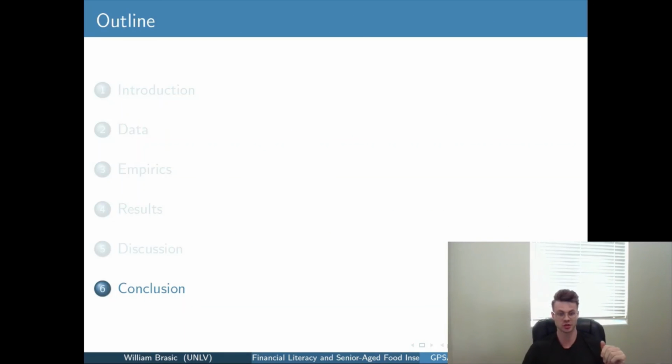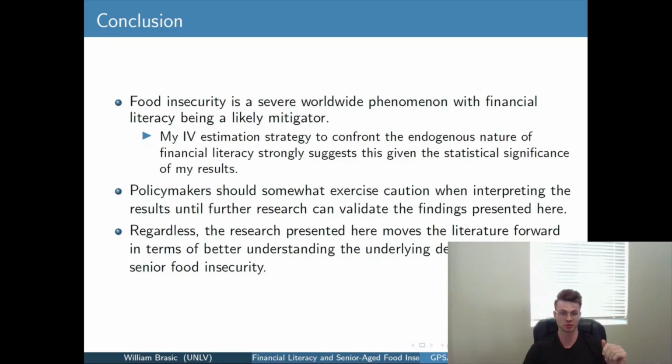And now, just as a conclusion, food insecurity is a severe issue, and I think that it should definitely be given more concern among econometricians, in the economics literature and the food security literature specifically, and just the public in general. Now, policymakers should exercise some caution here until my results can be further validated. So we should be waiting until there's further research conducted that can, say, validate my findings.